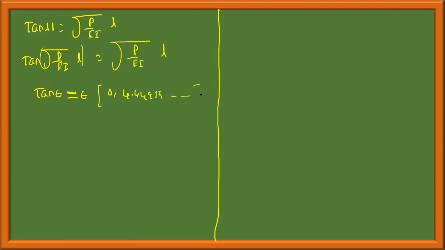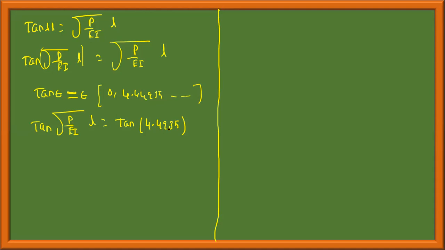4.4935 and other values. I will take the least significant value. You check it out in the calculator: tan of root P by EI into L is equal to tan 4.4935. Are you able to understand? Tan of theta is approximately equal to theta for this value. Therefore, I have taken this.